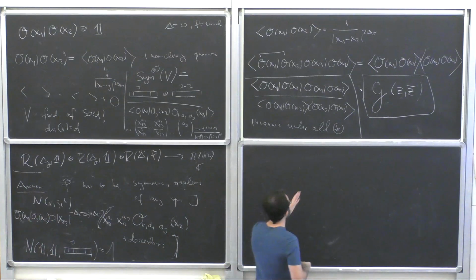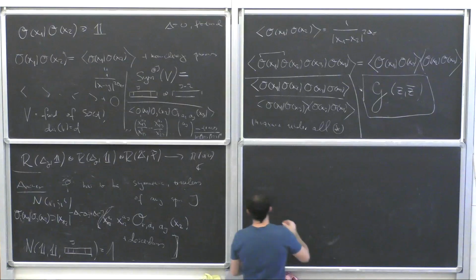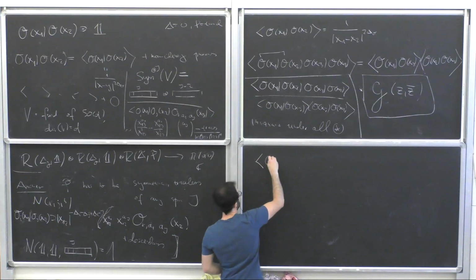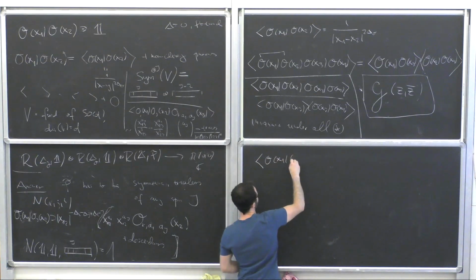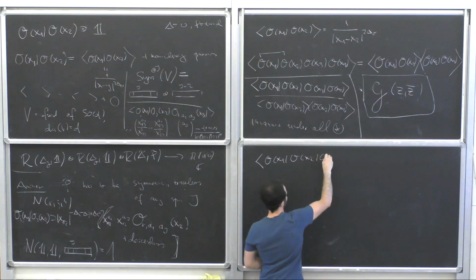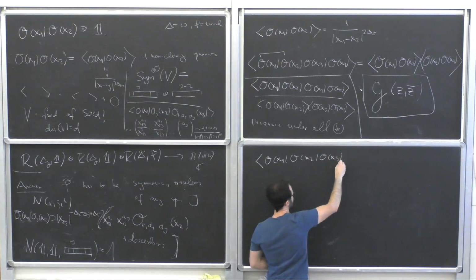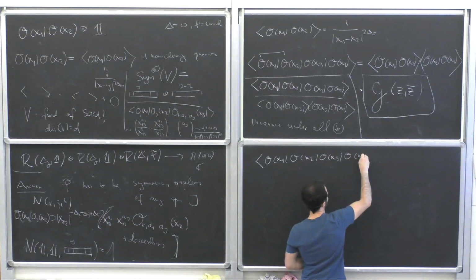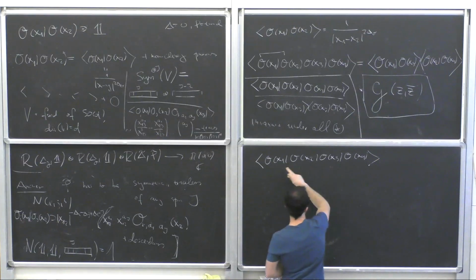Okay, so for identical scalars, the bootstrap equation is just the statement that when you write down the 4-point function, that 4-point function is permutation invariant under all permutations of the 4 points.